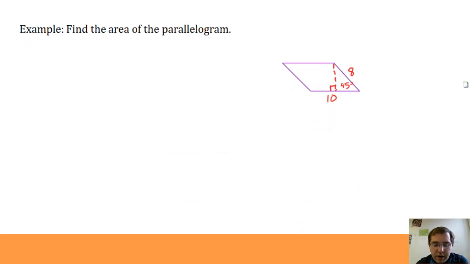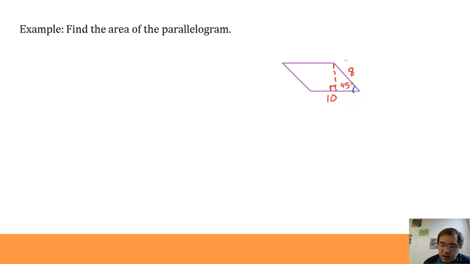For example, find the area of this parallelogram. So I have not given you the height. I've given you the two sides. I've got 10 as the base, and 8 is the other side of the parallelogram, the slanted one. But I've given you that an angle of this parallelogram, this angle down here, is 45 degrees.